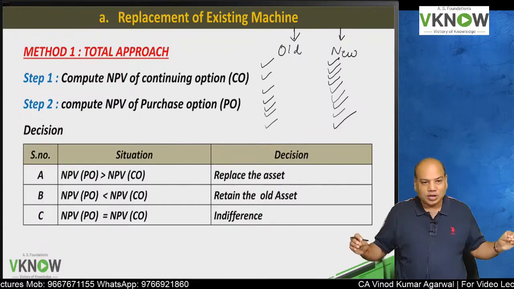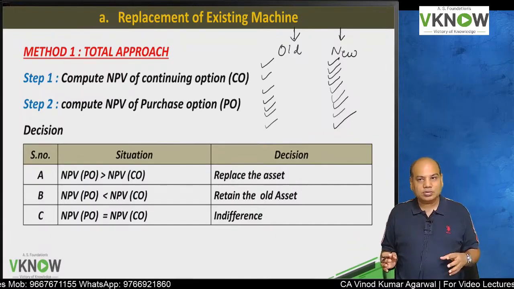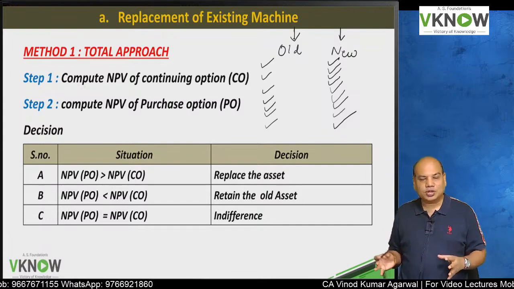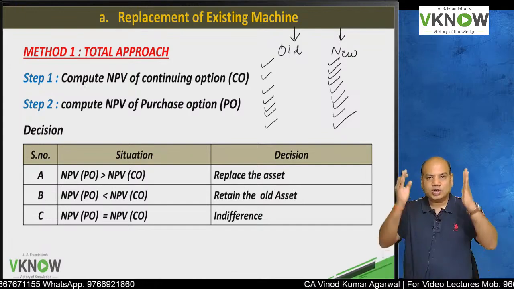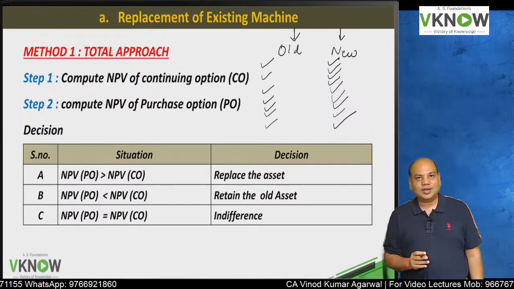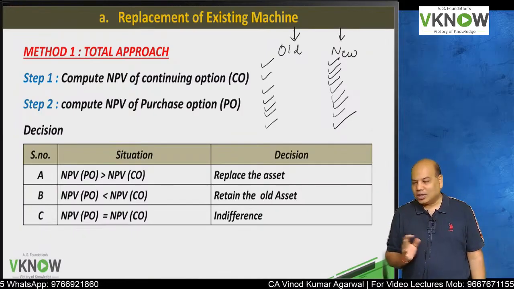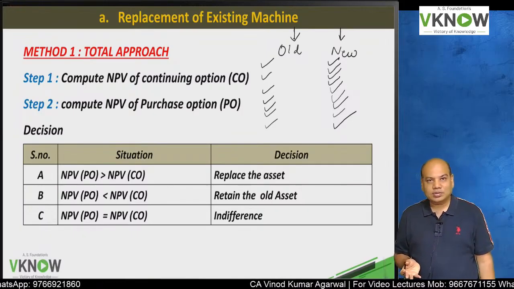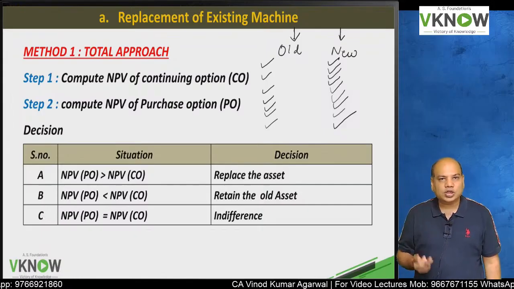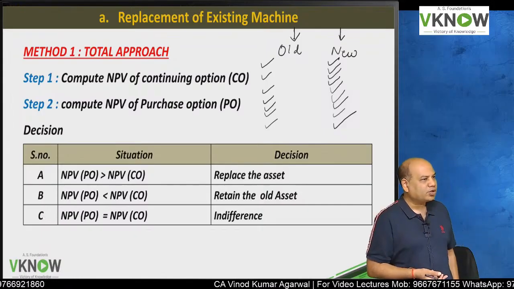Just like in intermediate, we used to solve the basic question: should you buy machine A or machine B? Should you invest in project A or project B? Each project is evaluated independently and the decision making is simple, like you are making a choice between two mutually exclusive proposals.